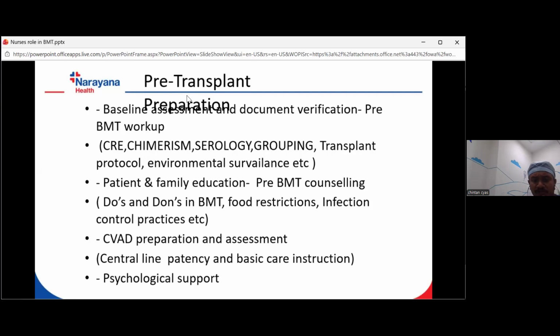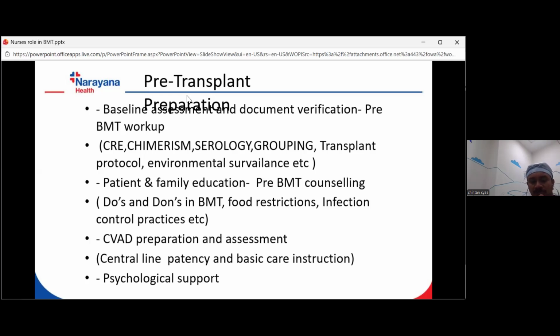And CVAD preparation and assessment: central line insertion must be done, and we should have a proper central line, commonly a Hickman line, the common central line we can use for the BMT. And a PICC line, after the post-BMT phase, we can use in the BMT unit also. So it is the nurse's responsibility to check the patency after insertion of the central line. Is there any complication? We can do the troubleshooting before the patient moves to BMT.